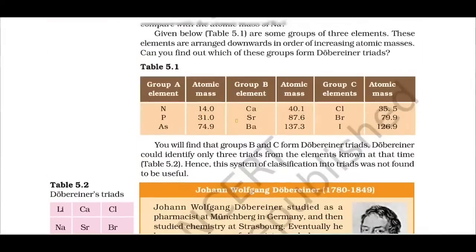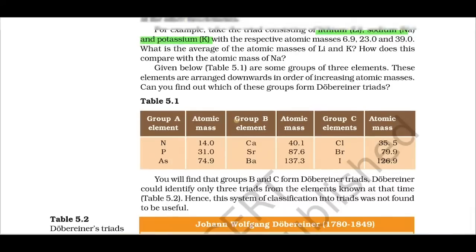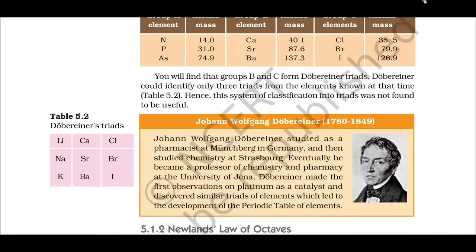Now, what were the limitations of Dobereiner's law of triads? The main limitation was that he was able to identify only three triads from the elements known at the time. Hence, his system of classification into triads was not found to be useful. These are the limitations of Dobereiner's law of triads. This can be asked for 1 mark also.